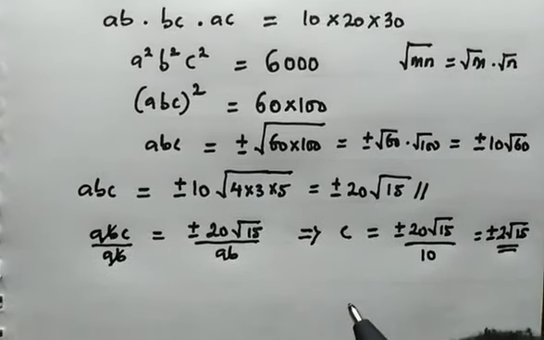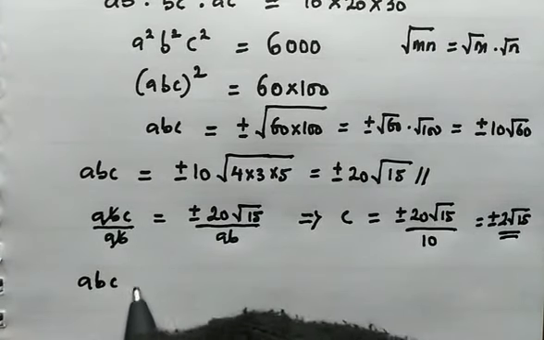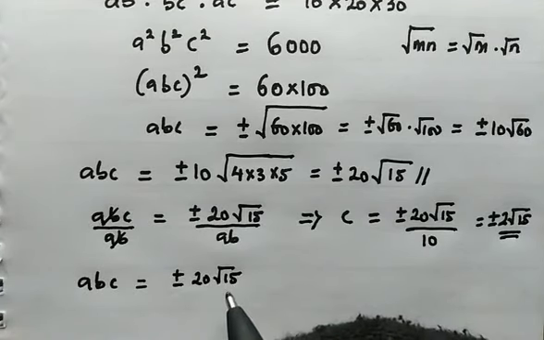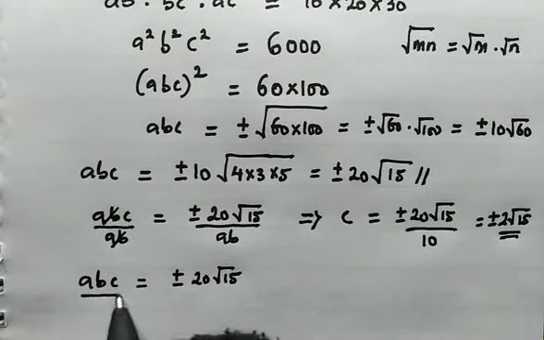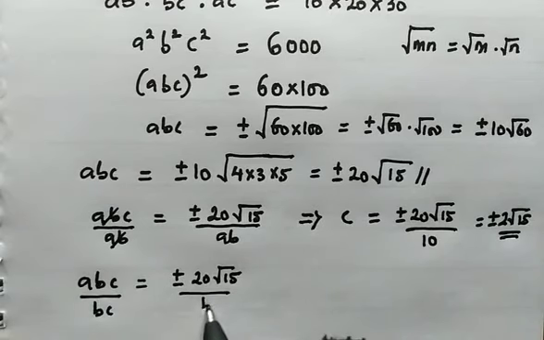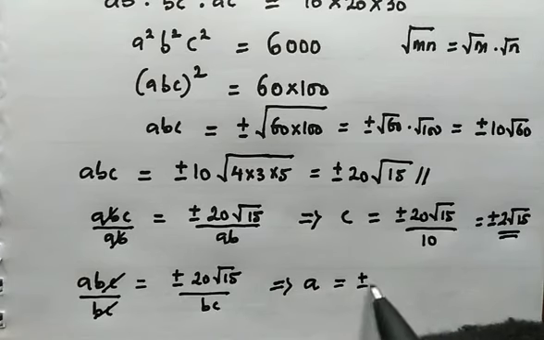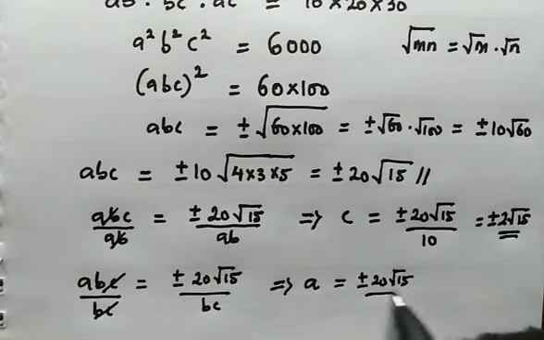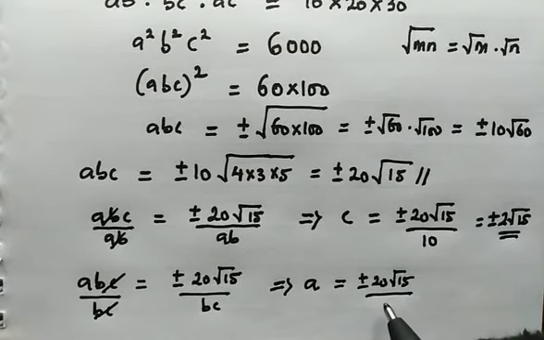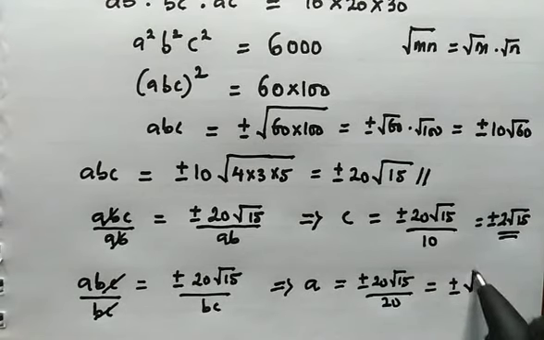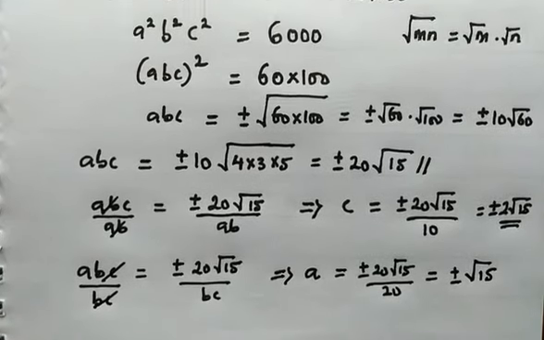Okay. Now, from this equation, ABC equals plus or minus 20 root of 15. Let's go ahead and divide both sides by BC. So we have BC cancel BC. This implies that A will be equal to plus or minus 20 root of 15 divided by the value for BC, which is 20. So A is equal to plus or minus, 20 cancels 20, so we're left with just root of 15.